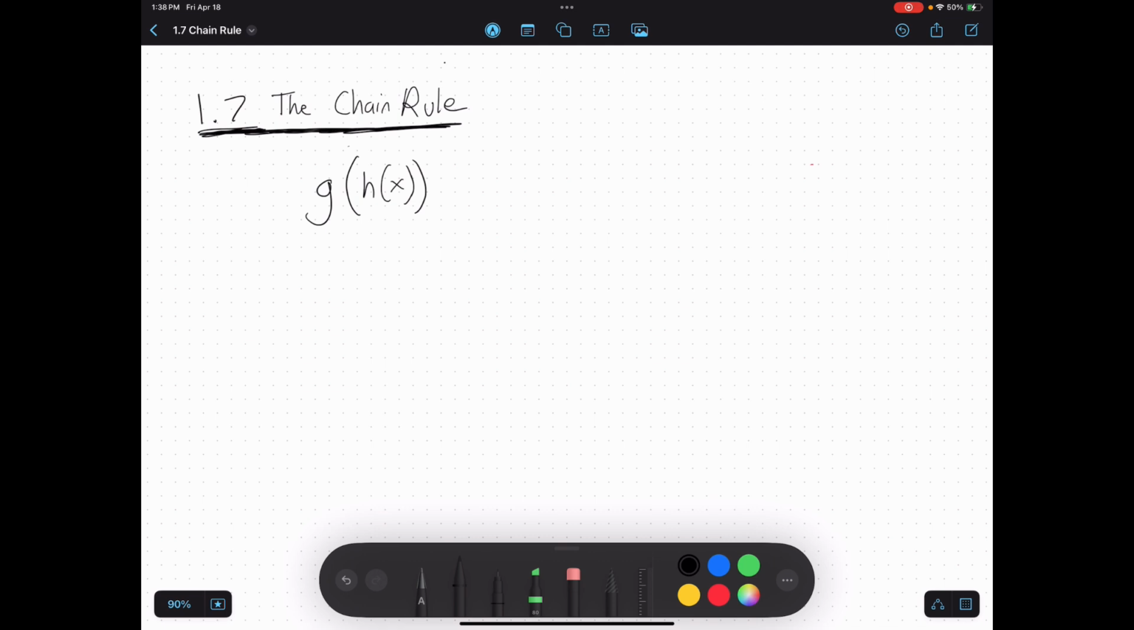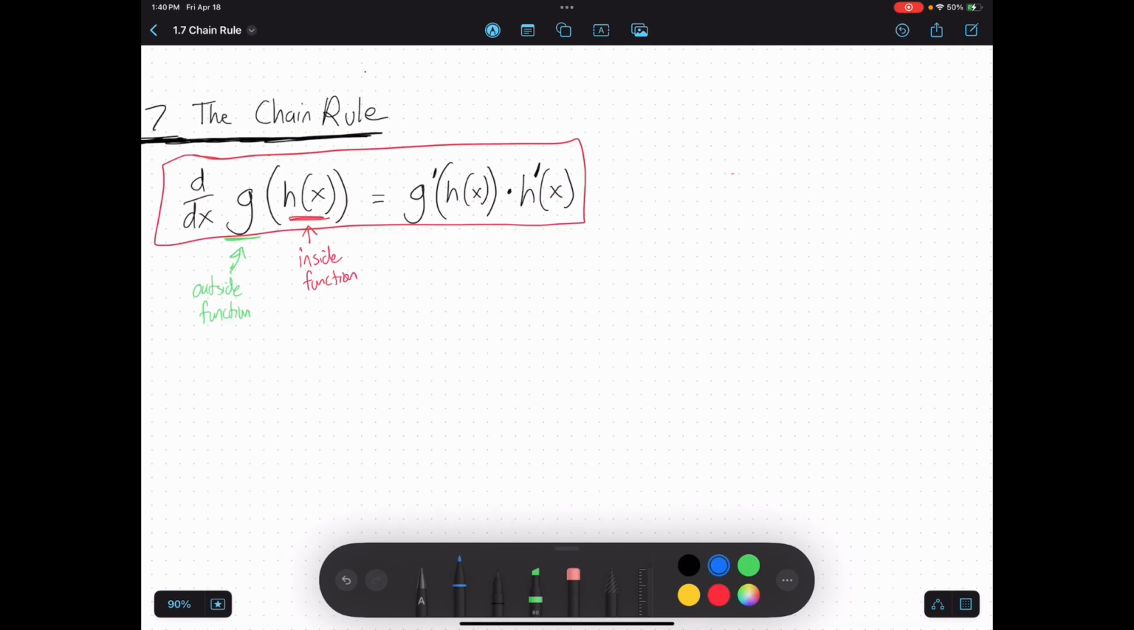In this case, h of x would be my inside function, and g of x would be my outside function. So the question is, how do you take a derivative of something like this? Well, the chain rule is our formula for that. All you need to do is take the derivative of the outside function, keeping the inside function the same, and then multiply it by the derivative of the inside function. And that's the chain rule. Right now this may not mean much and might seem a little confusing, so let's think about where this actually comes from.